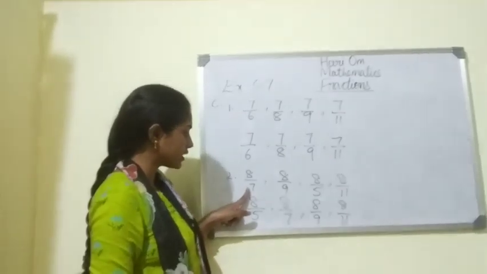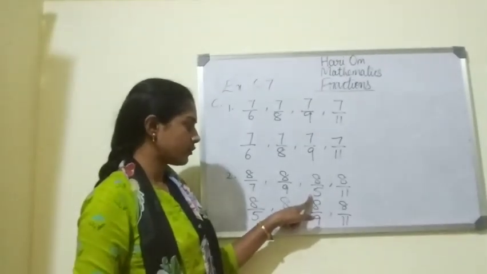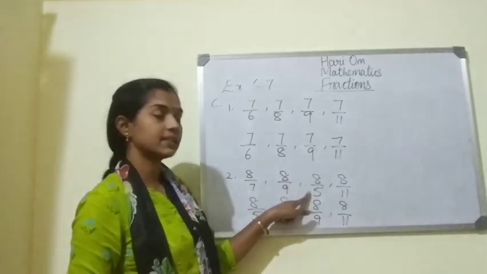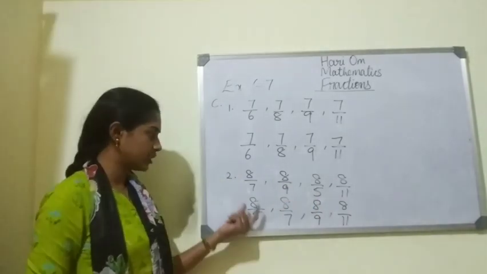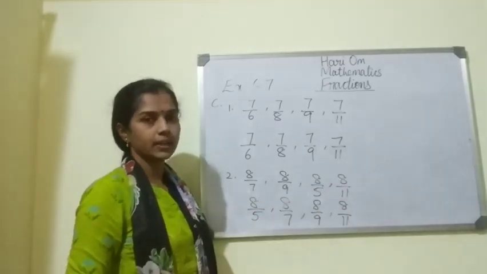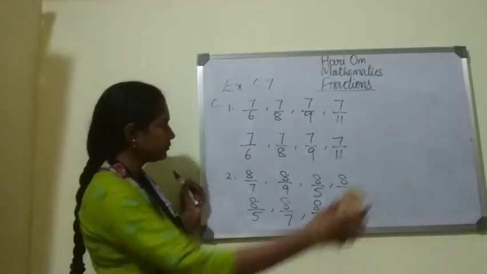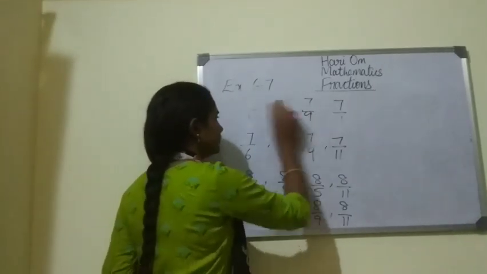Understood, children? So which is the smallest in 7, 9, 5 and 11? So 5. So 8 by 5 is the greatest fraction. Next it is 7. So 8 by 7, 8 by 9 and then 8 by 11 is the smallest fraction. Okay. Third one.